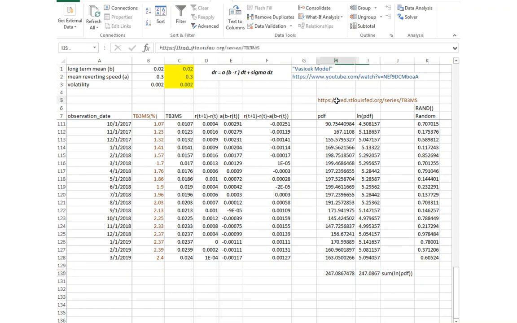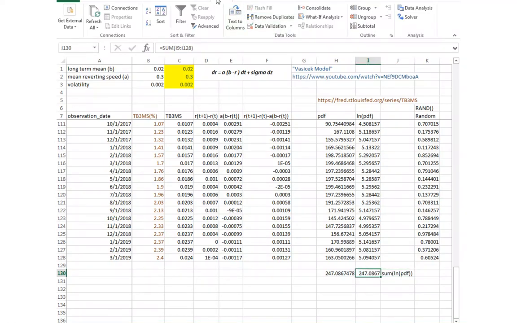First of all, I went to this website and I got the 3 months US Treasury yield for the last about 10 years. I put it here and then I convert this percentage value into a decimal format, and here we have this probability distribution function. This is the log value of this PDF, and in this cell we have the sum of the log PDF.